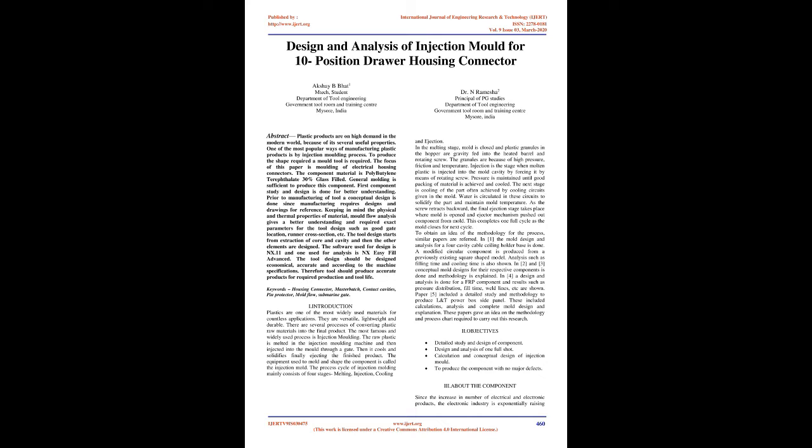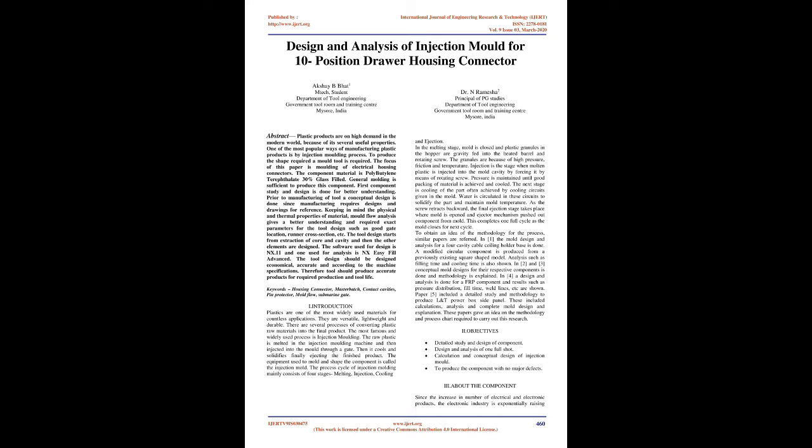The equipment used to mold and shape the component is called the injection mold. The process cycle of injection molding mainly consists of 4 stages: melting, injection, cooling, and ejection. In the melting stage, the mold is closed and plastic granules in the hopper are gravity fed into the heated barrel and rotating screw. The granules are melted because of high pressure, friction, and temperature.